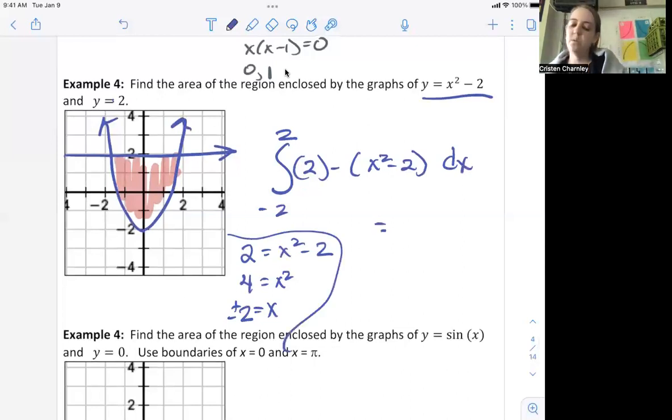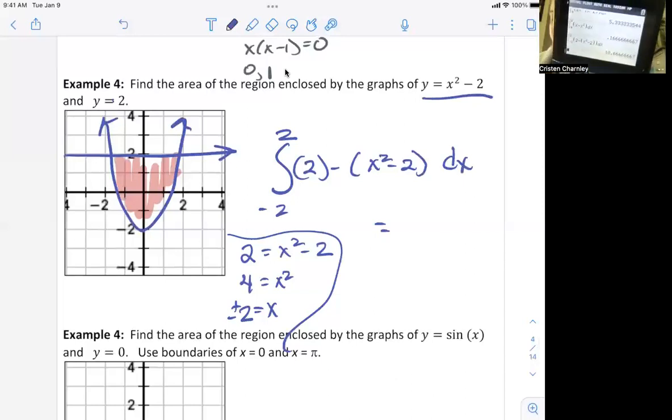My area is equal to the integral from -2 to 2. There's a lot of 2's in this problem. Don't forget parentheses on the second piece. Otherwise, you will have sign errors and it will be a mess. So as long as you have a pair of parentheses, everybody has a buddy. You can't have too many parentheses.